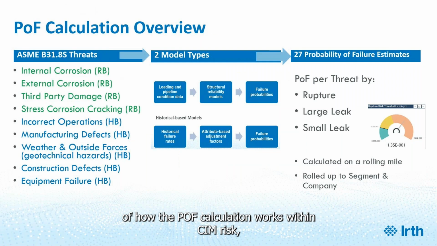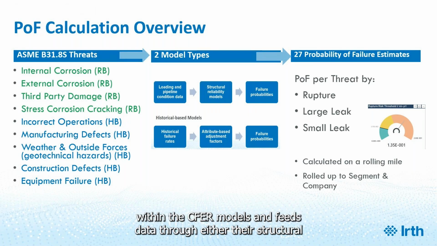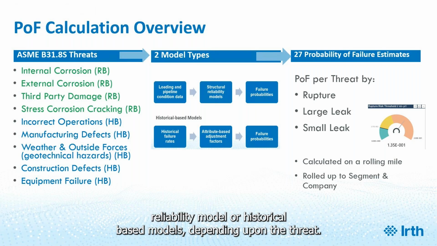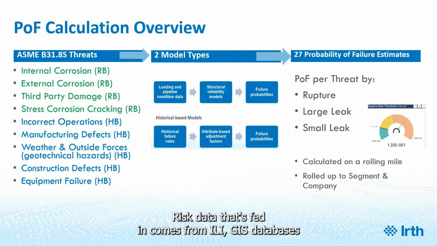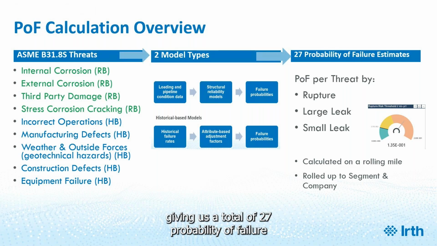In terms of how the POF calculation works within SIMRISK, SIMRISK would take the 9 ASME B31.8S threats that are described within the CFIR models and feed data through either their structural reliability model or historical-based models, depending upon the threat. Risk data that's fed in comes from ILI, GIS databases, and other sources, and they're fed into the 9 threat models to inform the calculation of POF for each threat. These calculations are categorized also by failure modes, giving us a total of 27 probability of failure scores.